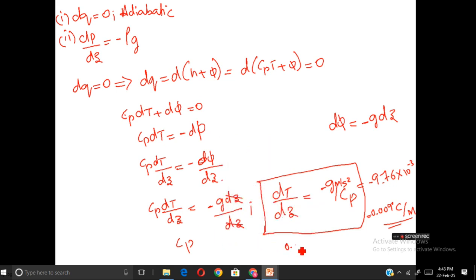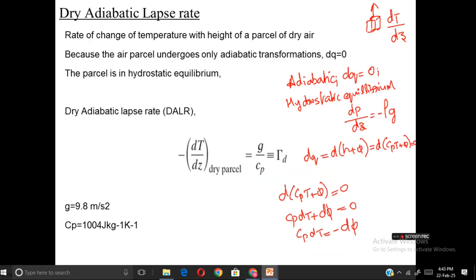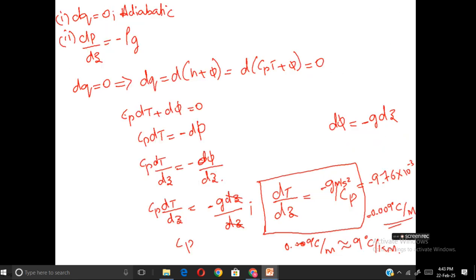So it is 0.009 degrees Celsius per meter or 9 degrees Celsius per kilometer. Or Kelvin, Kelvin is also correct. So that is the dry adiabatic lapse rate, which is dT by dZ. I hope the things are clear. So we learned a lot of new terms today.